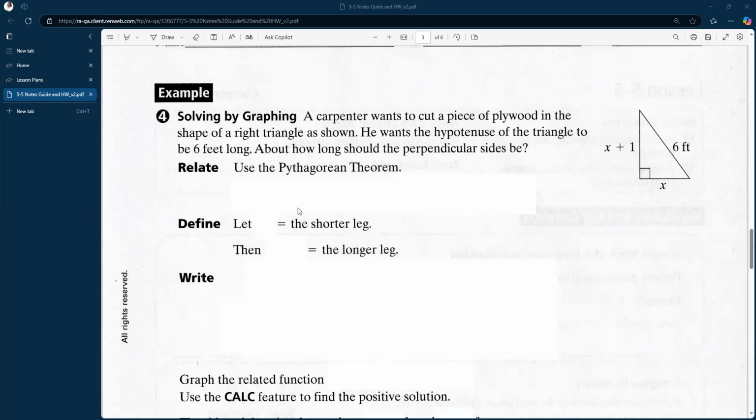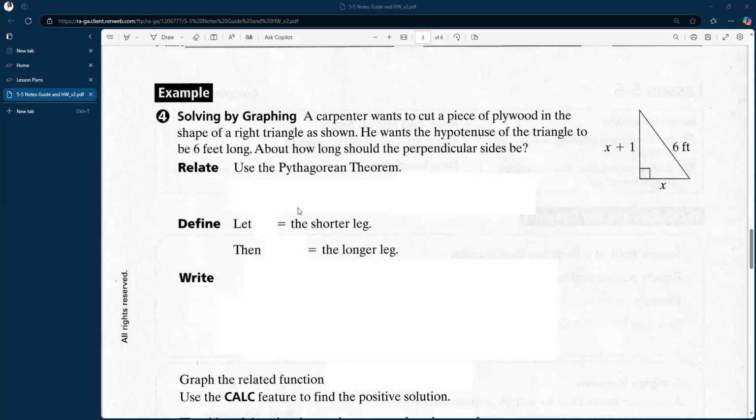For example, you will need your calculator. So take a few seconds, pause the video if needed, go grab your calculator. Now that you have your calculator, let's start on example number 4, solving by graphing. And again, we are using our calculator for this graphing. A carpenter wants to cut a piece of plywood in the shape of a right triangle as shown. He wants the hypotenuse of the triangle to be 6 feet long. About how long should the perpendicular sides be?